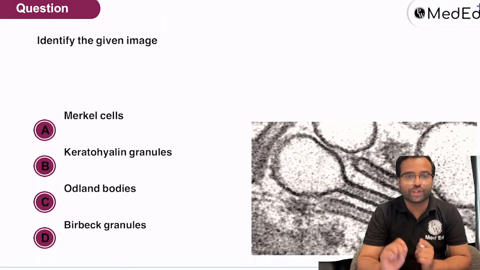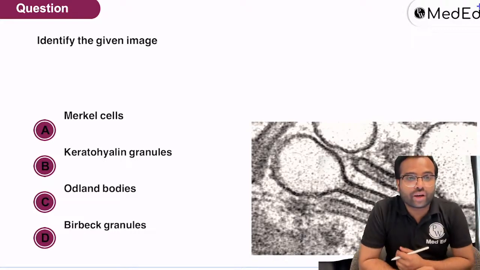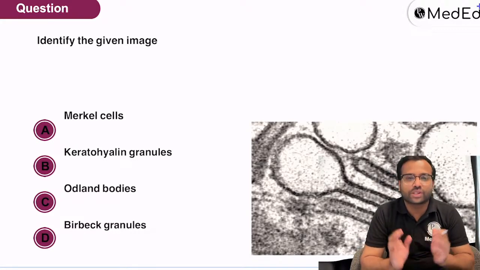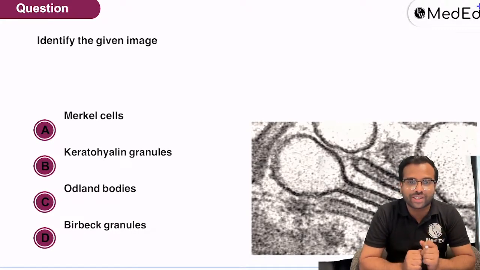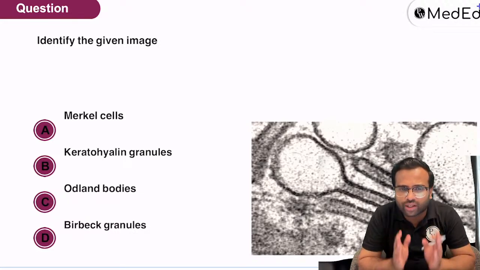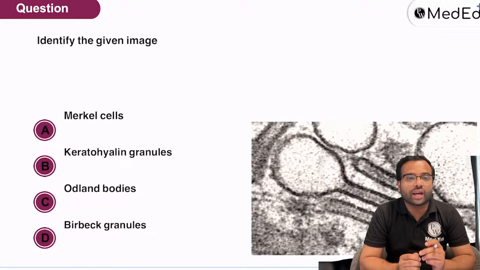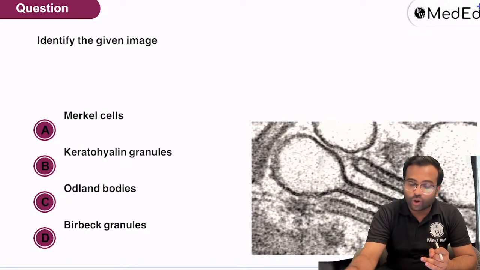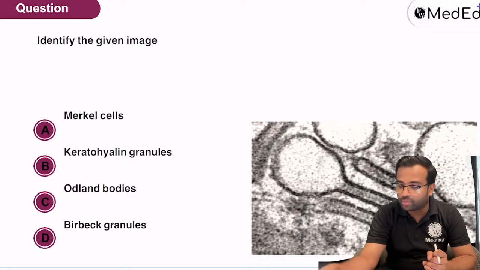And this is going to be the first question. Now, identify the given image. So since we are dealing with the image-based questions today, what you have to do is just identify the image, key what exactly is this, and then give me the answer whether it is a Merkel cell or a keratohyalin granule or Odland body or a Birbeck granule.